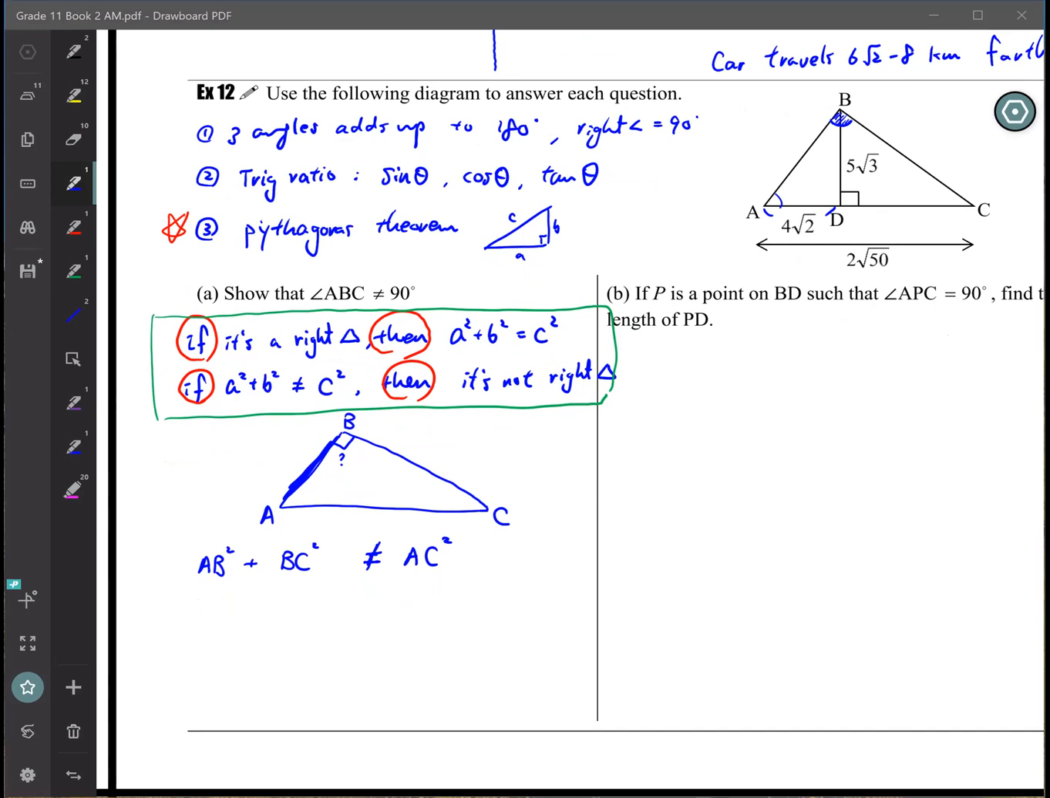And find the length of AB. And also find the length of BC. AC is already given in the picture, right? It's 2 root 50. So once you found the AB and BC, you can raise your hand. AB is here. That's the red. BC is the green part. It's here.